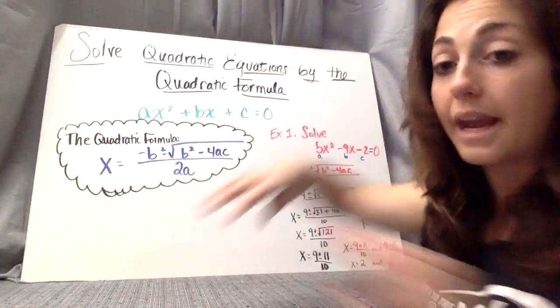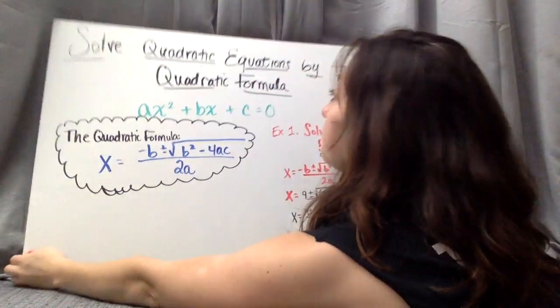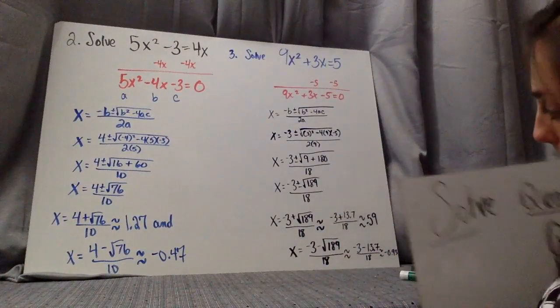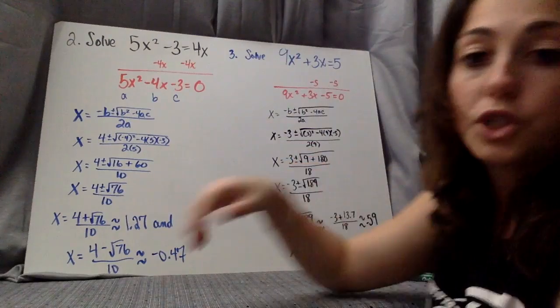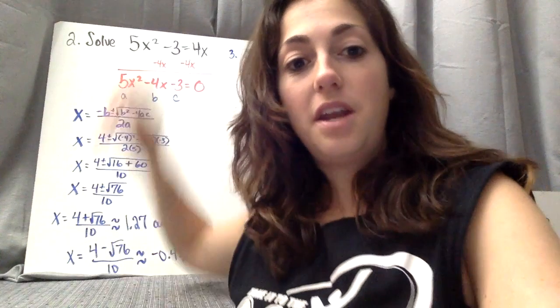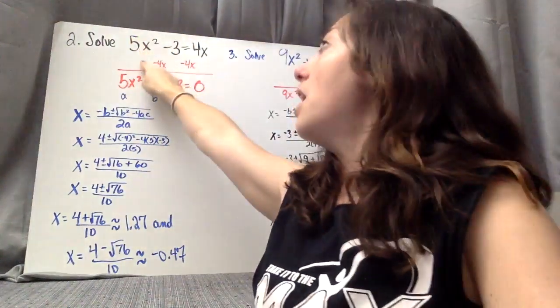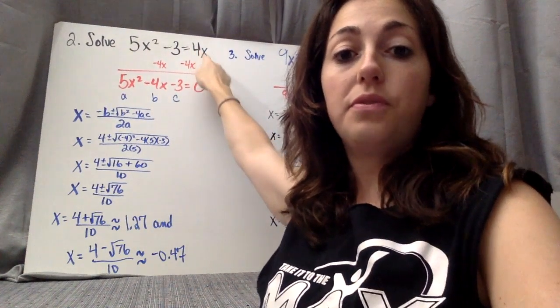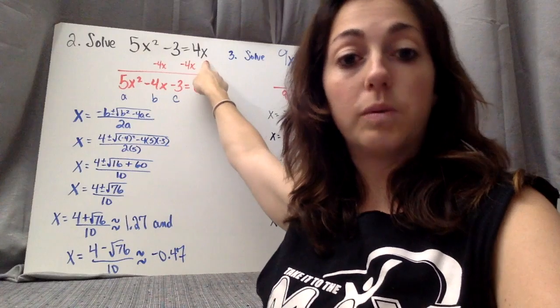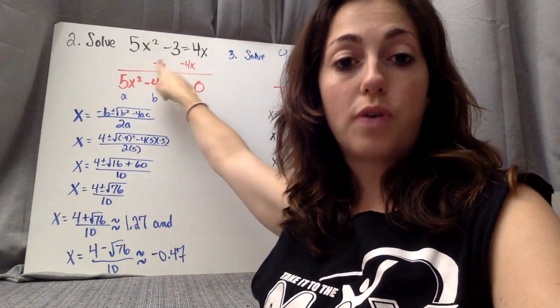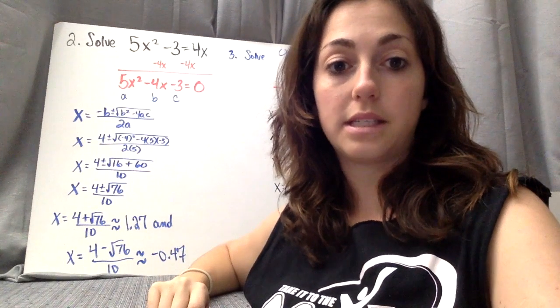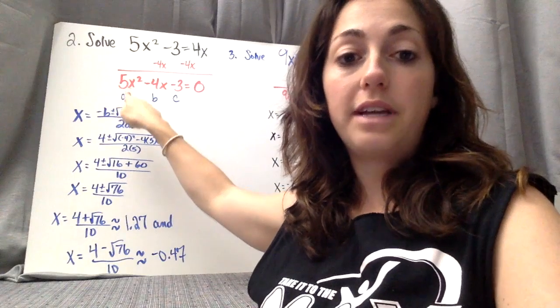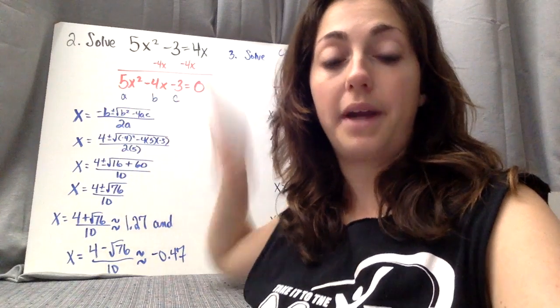Remember, you're pausing at any moment that you need to. Number 2, ignoring number 3. Number 2, I have here 5x squared minus 3 equals 4x. Now this one was different because I didn't have equals 0. So you need to subtract 4x from both sides. And then you have 5x squared minus 4x minus 3.